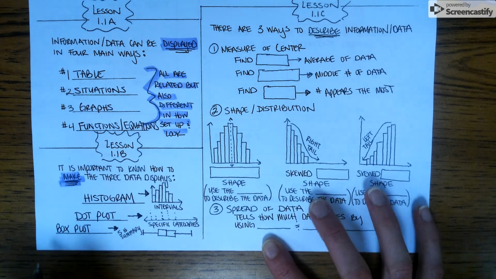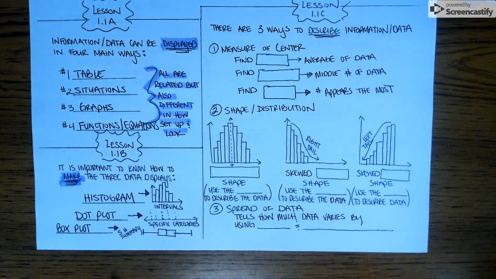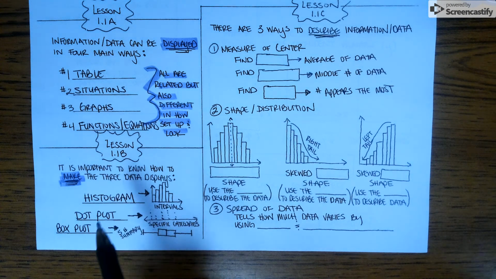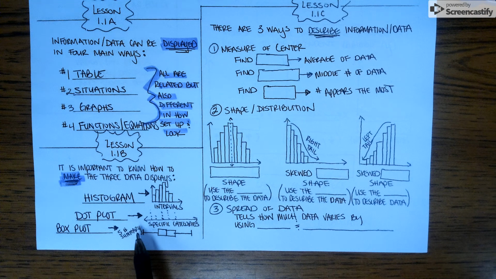And I know in the past you have talked about it being a box and whisker plot, but just to make it easier and not have to say as many words, we're going to be calling it a box plot this year. And if you notice, for the histogram, the dot plot, and the box plot, I've written near the sketch what's important to know about those sketches to help you make one.